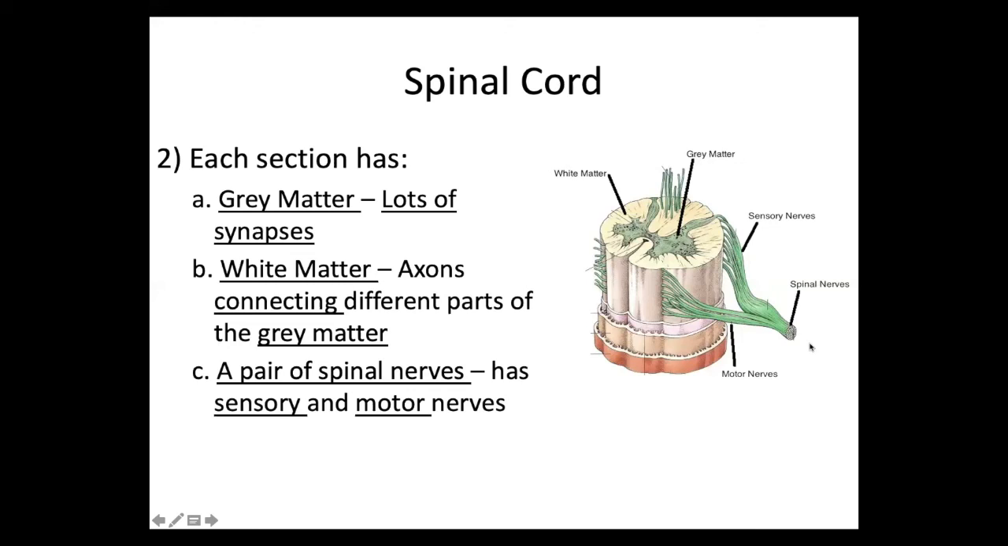On the test, you will probably have to label this, and to be fair, I probably won't expect you to remember which side is sensory and which side is motor because they look the same, all right? I just want you to know that these together are the sensory and motor nerves. I'm not going to be picky about which one is which.